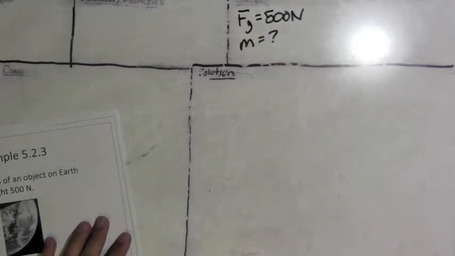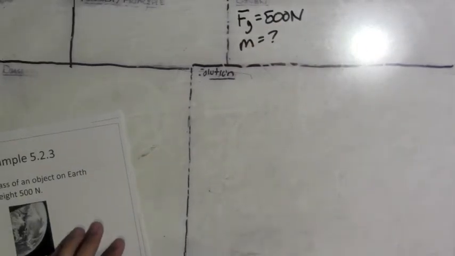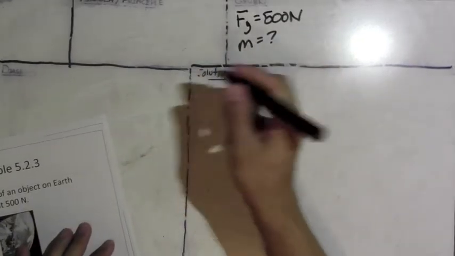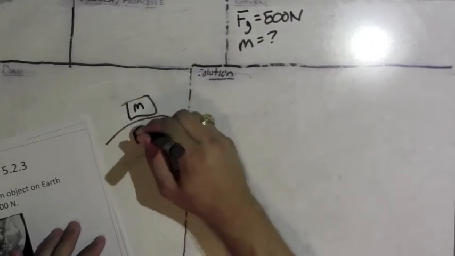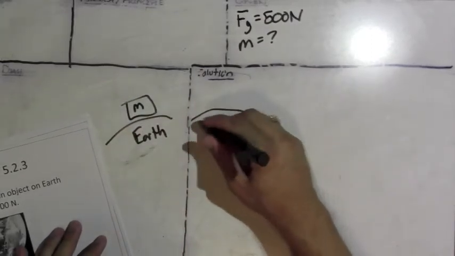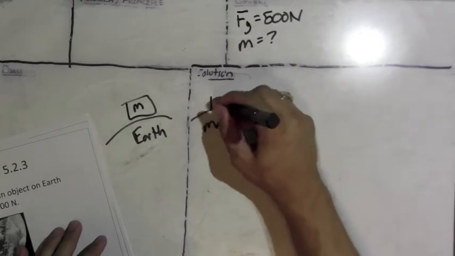Now these questions are really common because a lot of people get mass and weight confused. They are different. Remember, mass is the same everywhere. So if I have a mass of m on Earth, it's going to be the same as it is on Mars. It's going to have the same mass value.